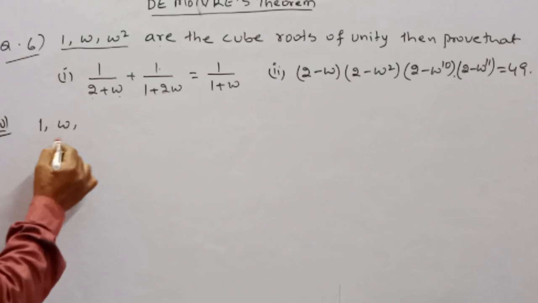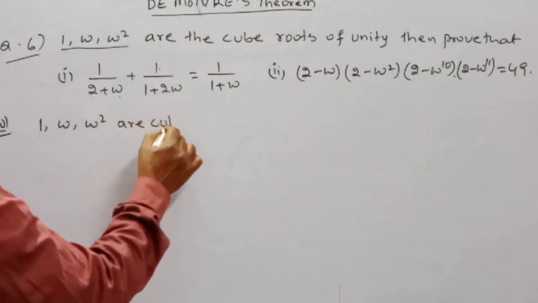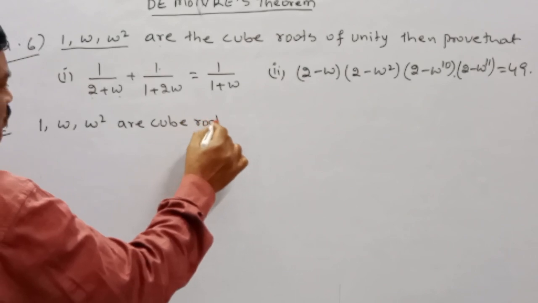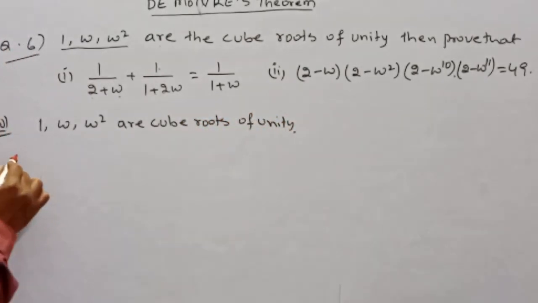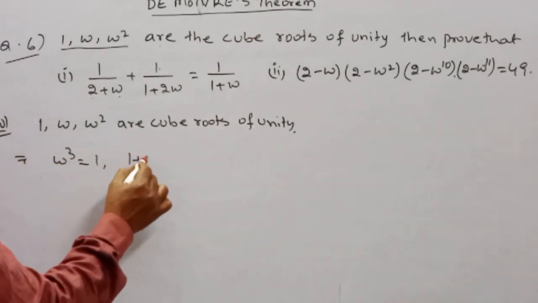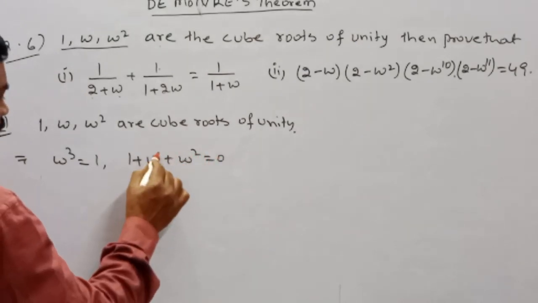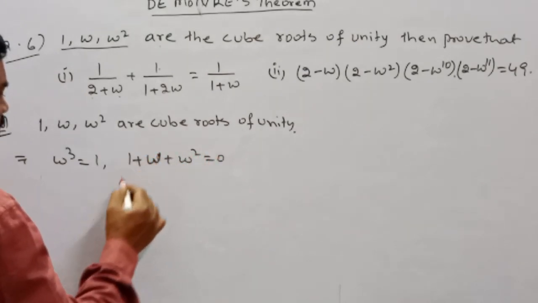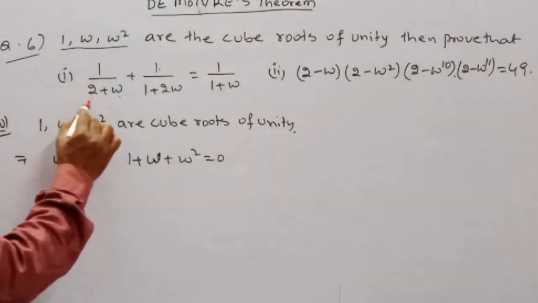Cube roots of unity means what? Omega cube is equal to 1, and 1 plus omega plus omega square is equal to 0. So these are the two conditions applied. So you take this first one.